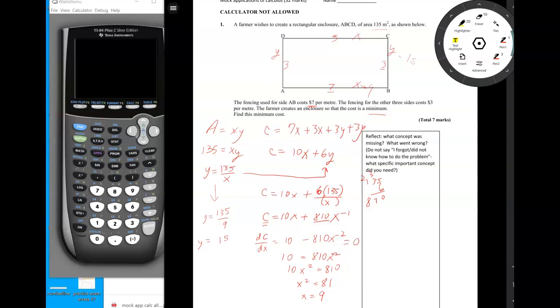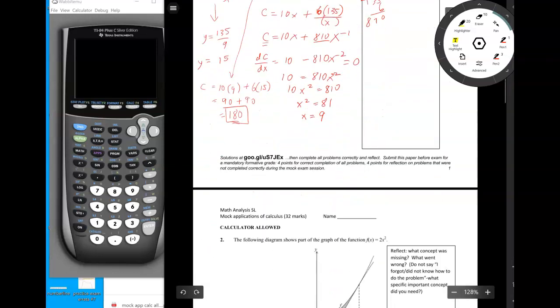And then finally, the cost is what we want. So we could figure out the cost by just putting in the values that we had. I think it's easier if we just take the original cost equation there. So the cost is equal to 10x, and remember x is 9, and 6y, and remember y is 15. So that would be 90 plus, and 6 times 15 is also 90. So the minimum cost is going to be 180. So our answer is 180.